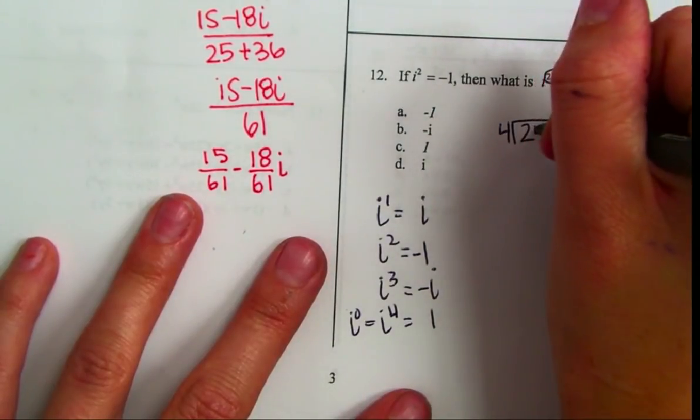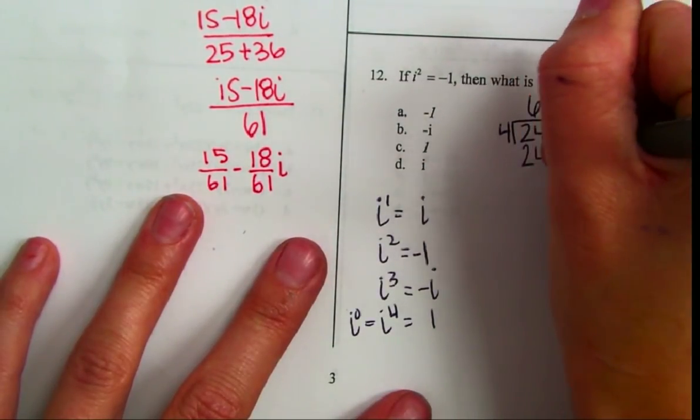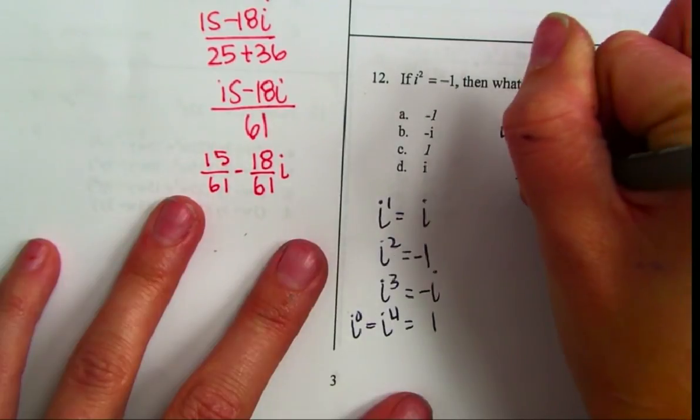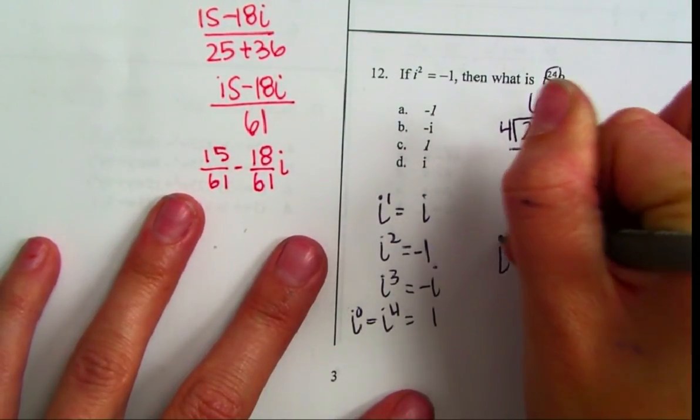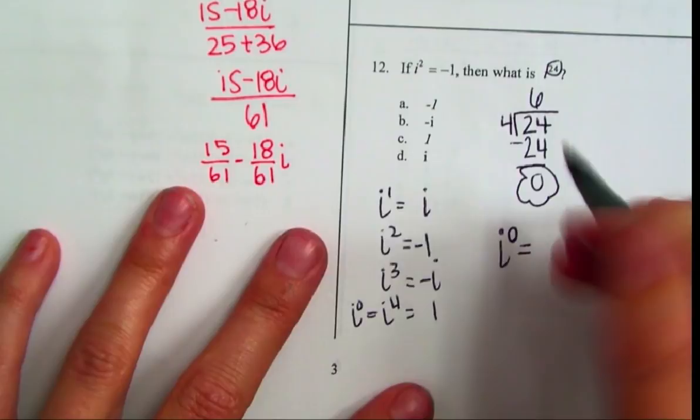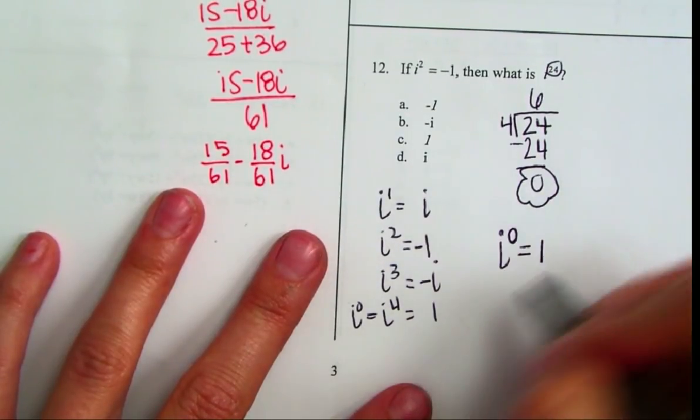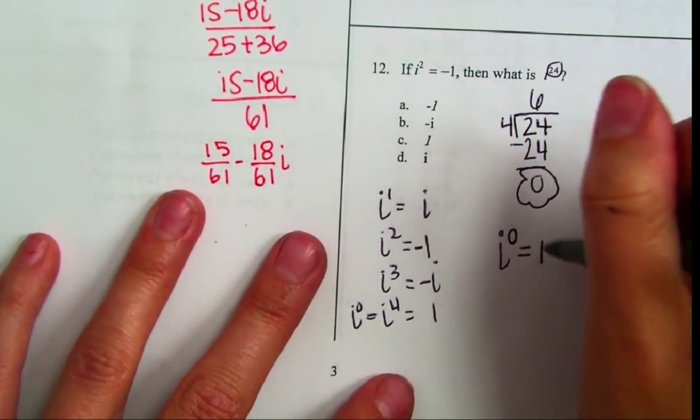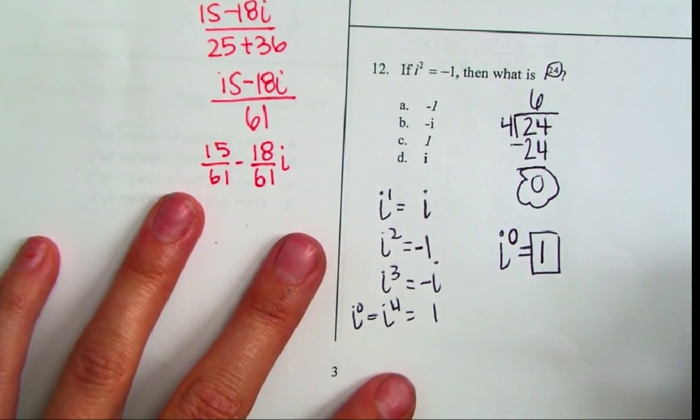So when I divide 24 by 4, I do not get a remainder. So I get i to the 0 power. Anything to the power of 0 is 1, or we can memorize that from here. So my answer is 1.